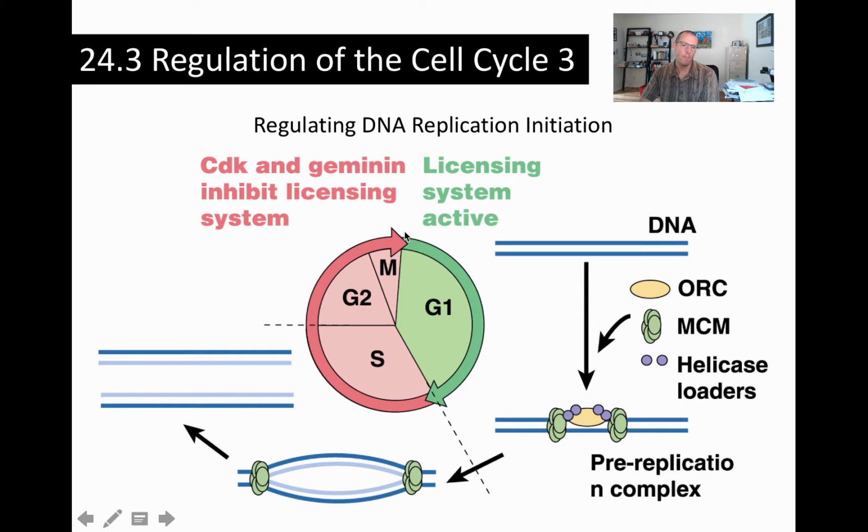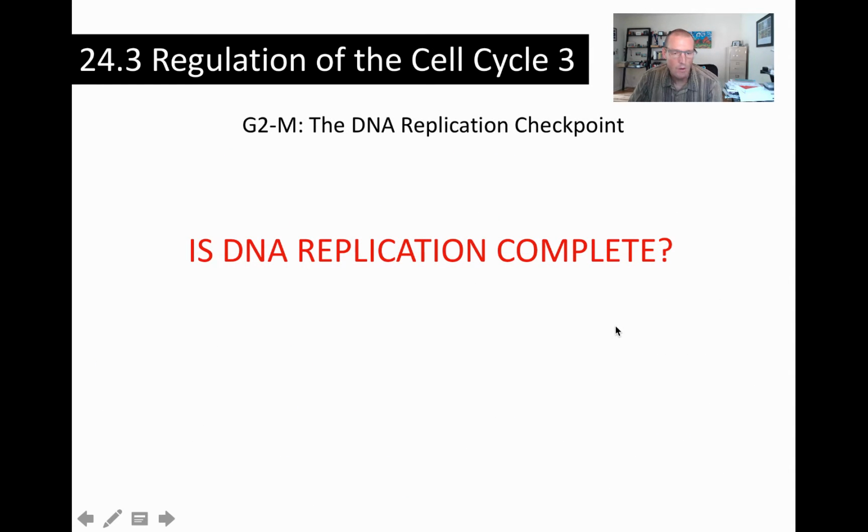Then when you hit M phase and the APC gets activated during anaphase, that breaks down the geminin, and that means geminin is no longer present, and therefore it can't block the loading of the MCMs. So that's the regulation of DNA replication initiation.